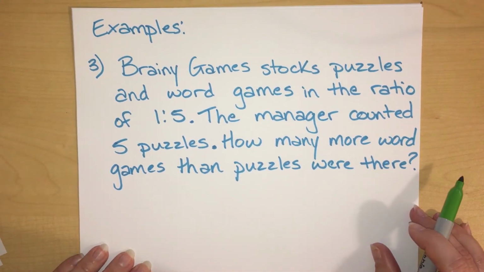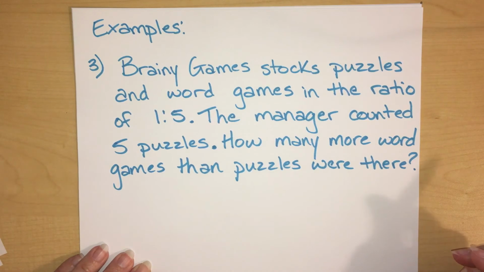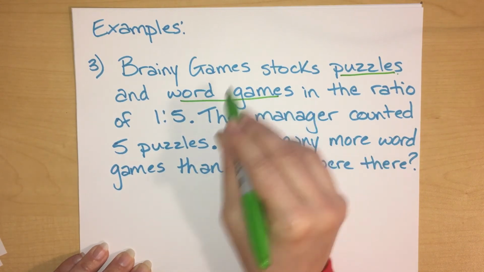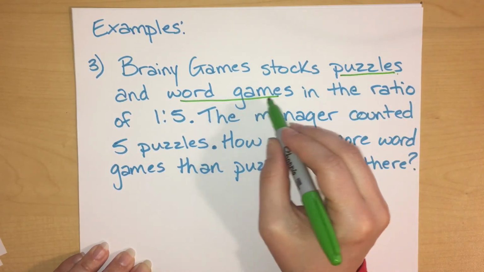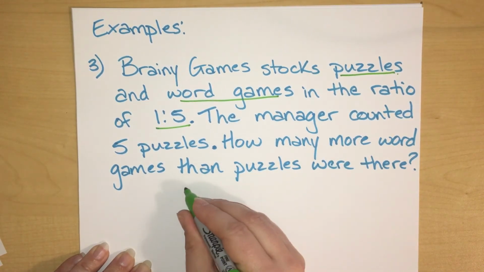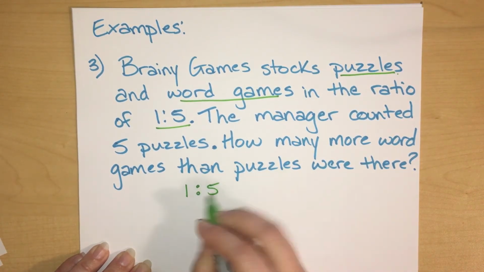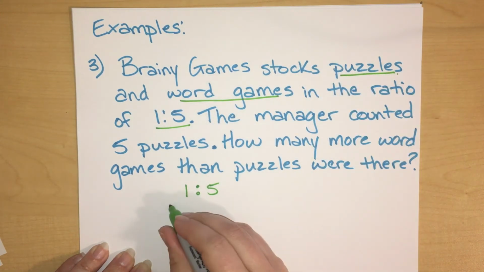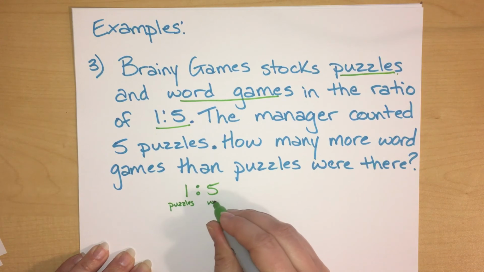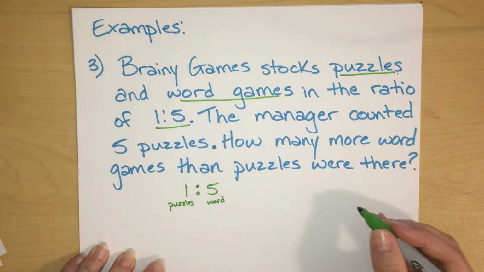Brainy Games. They stock puzzles and word games in the ratio of 1 to 5. The manager counted 5 puzzles. How many more word games than puzzles were there? So let's go through what we know. We have puzzles and word games. Those are the two things that we're comparing, the two parts, and the ratio of 1 to 5. Let's start with that. In the ratio of 1 to 5, the 1 goes with puzzles. The 5 goes with the word games.